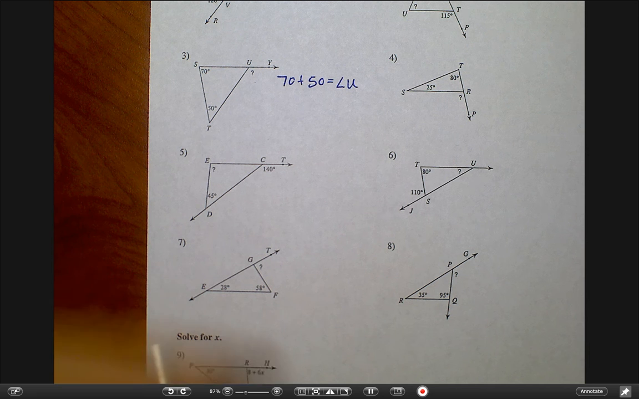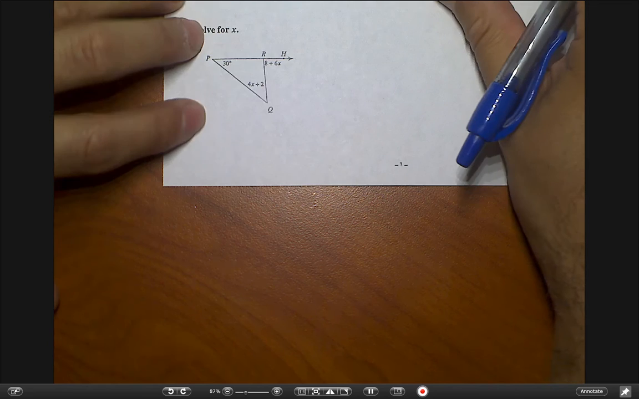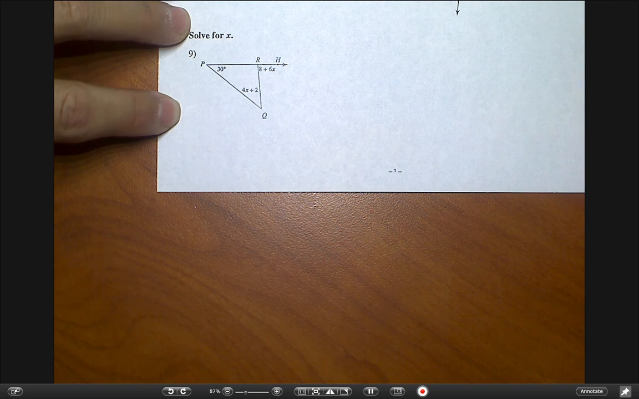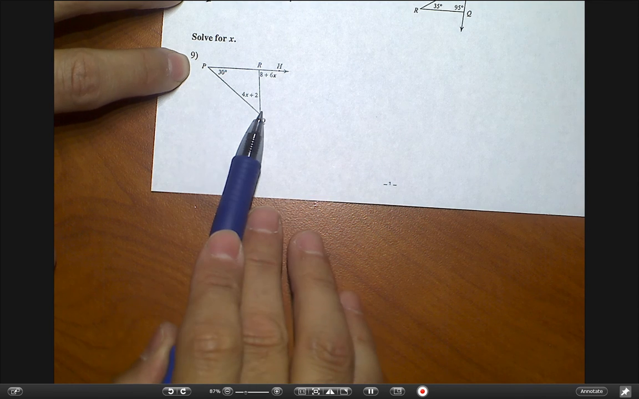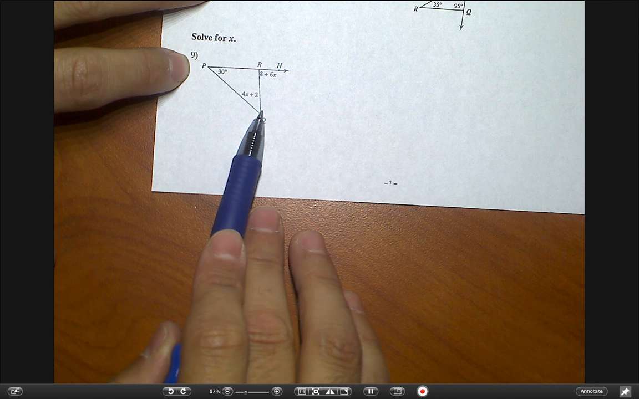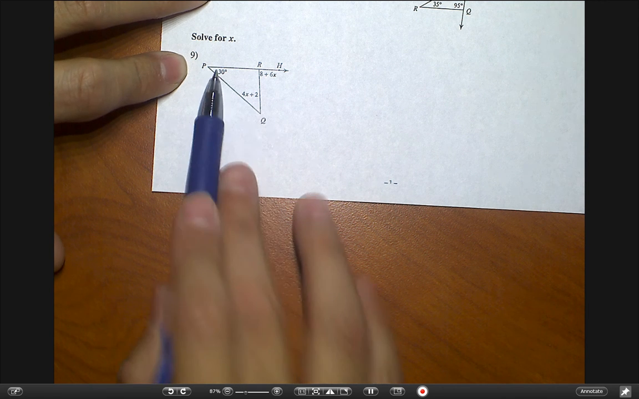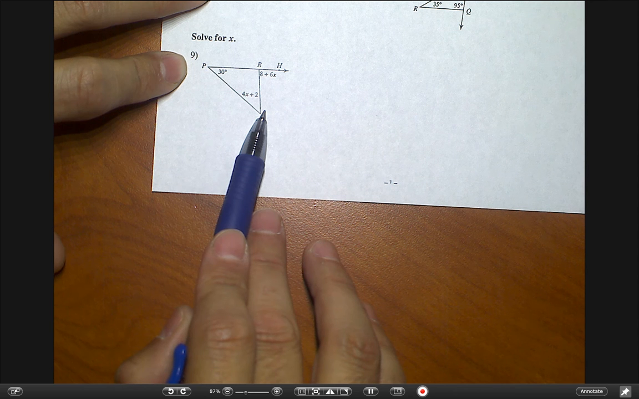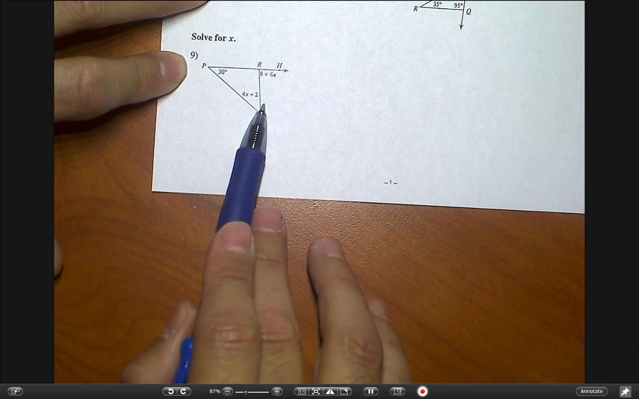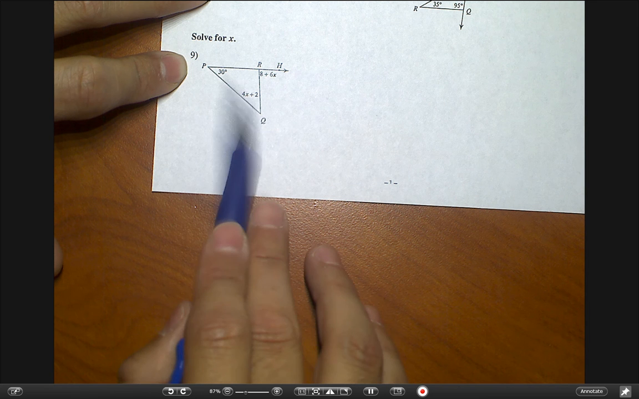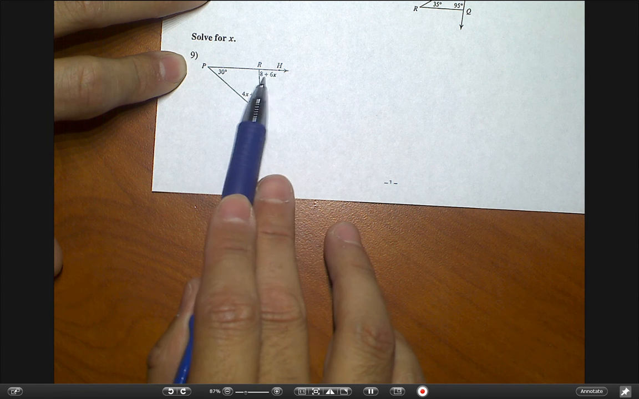Now, let's take a look at number 9. Which ones are my remote interior on 9? P and Q. Is everyone paying attention here? Okay, so this is actually going to be one of the harder ones, and you're going to see something like this on the test. So these two are my remote interior, right? So those two together have to equal 8 plus 6x.